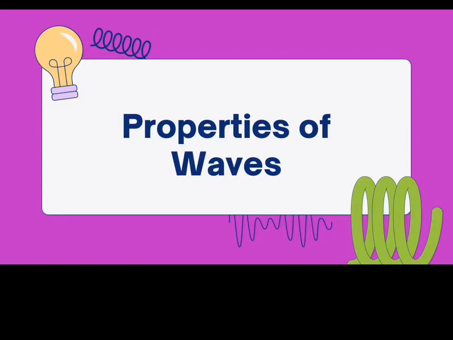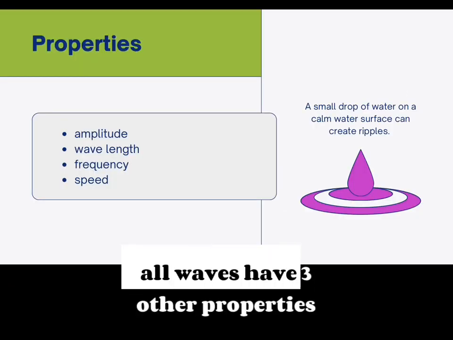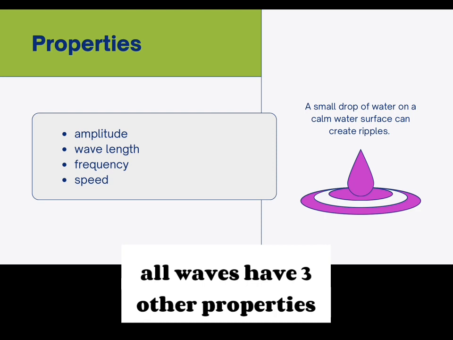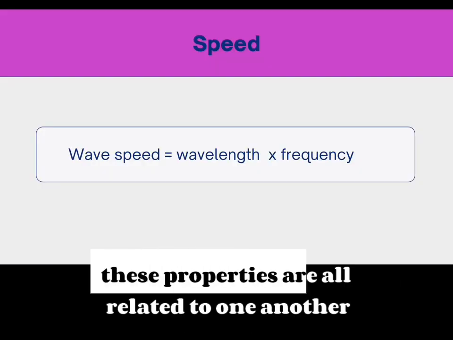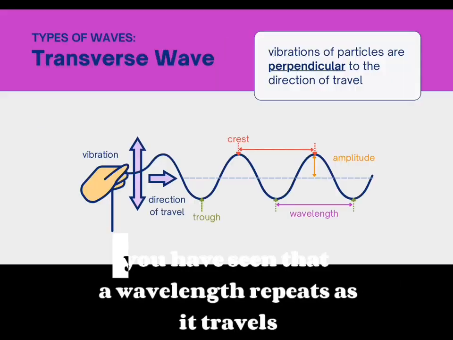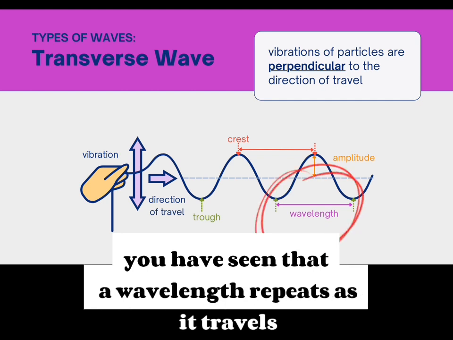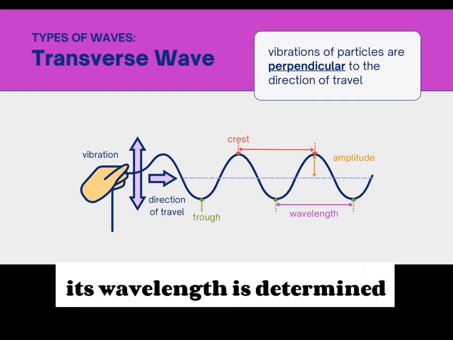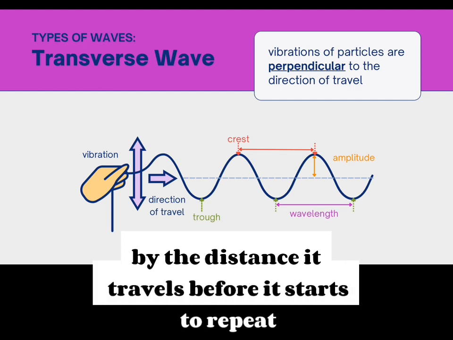Properties of waves. In addition to amplitude, all waves have three other properties: wavelength, frequency, and speed. These properties are all related to one another. You have seen that a wave repeats as it travels. Its wavelength is determined by the distance it travels before it starts to repeat.